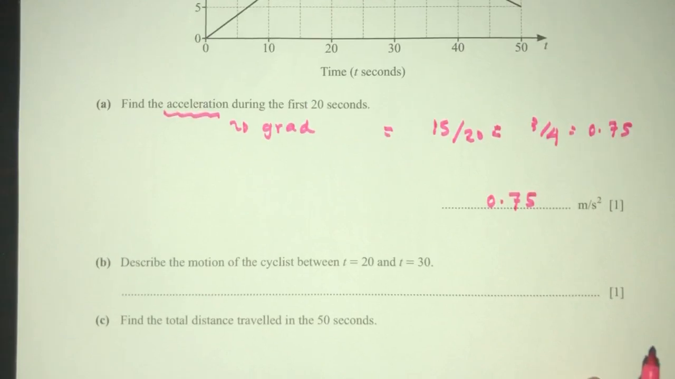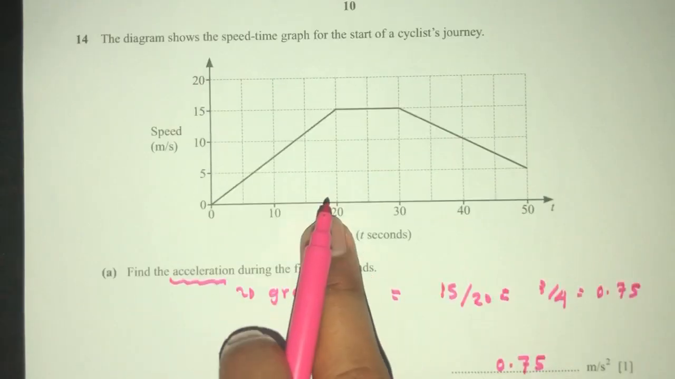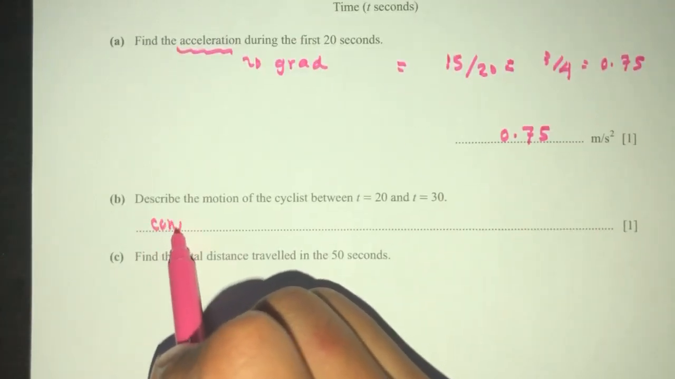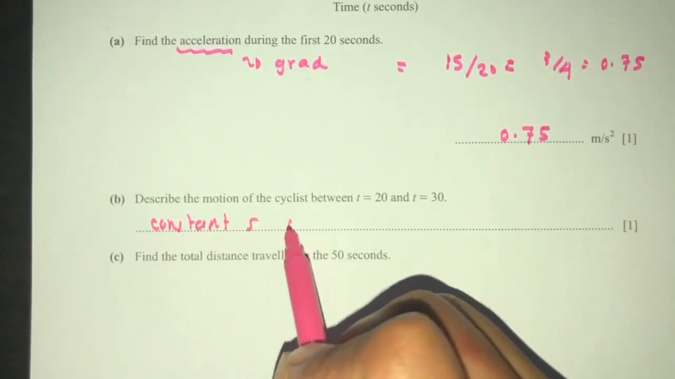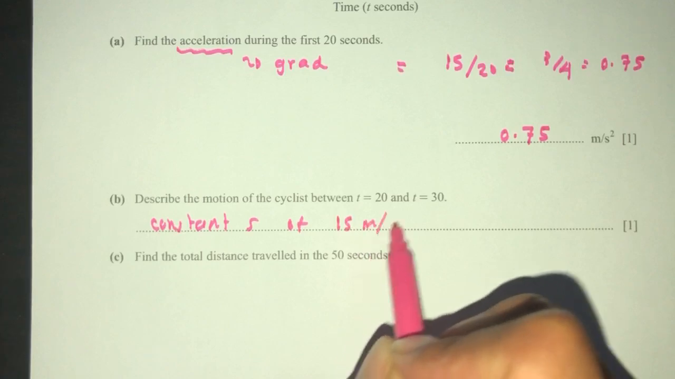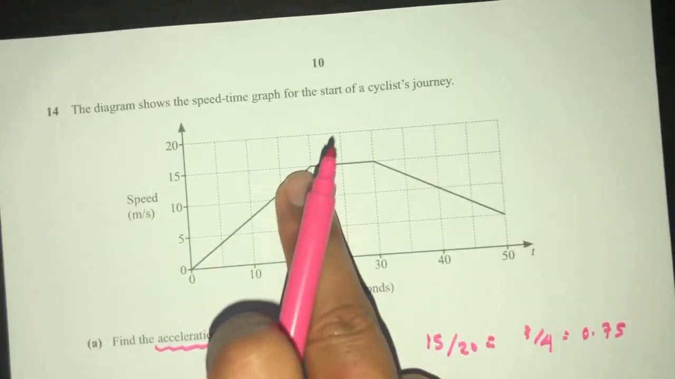Okay, now for part B, we have to describe the motion of the cyclist between this and this. You can see the graph is flat, so it means that it is moving with a constant speed of 15 meters per second. It is flat, right? You can see it's moving with a constant speed.